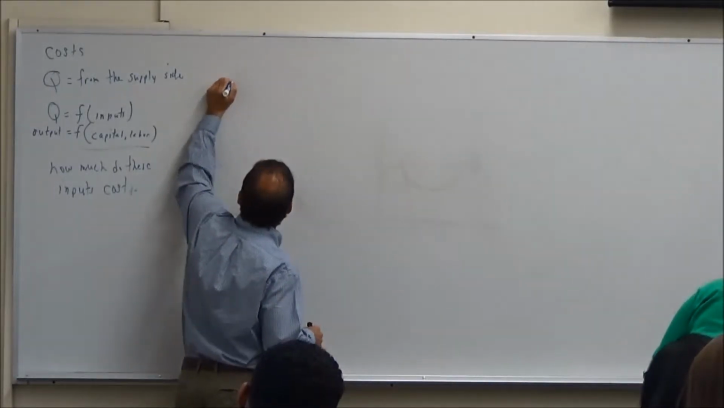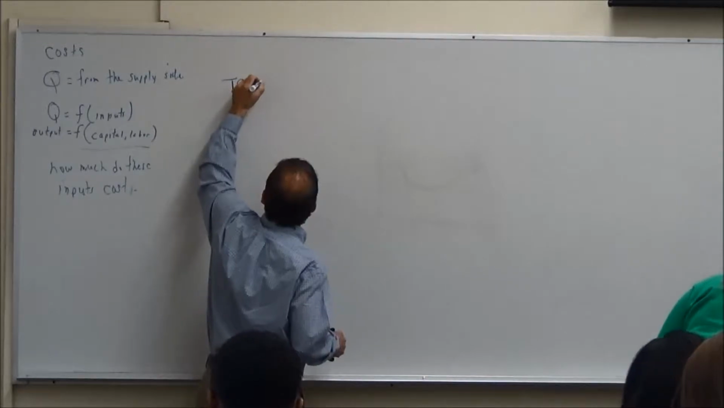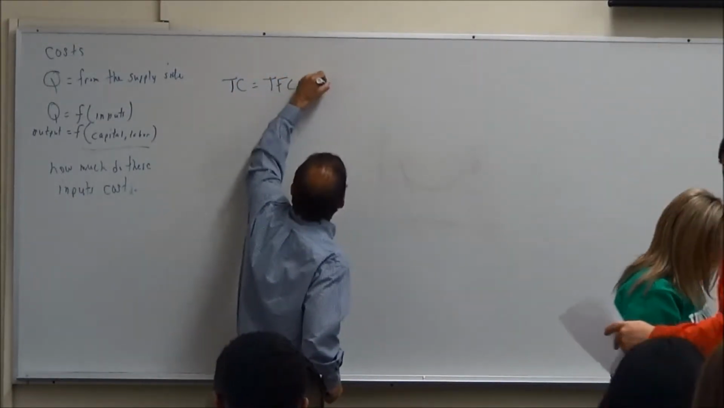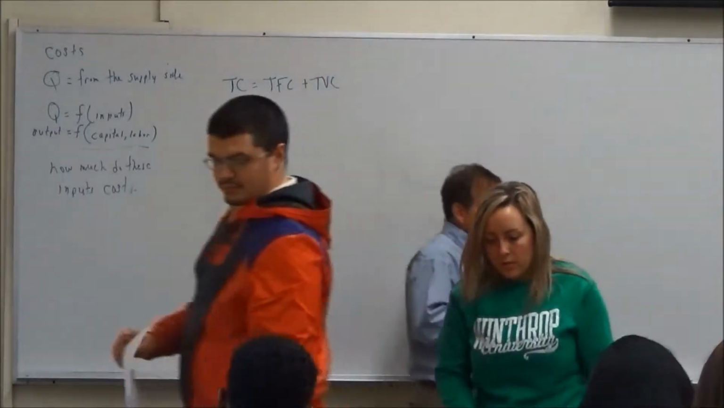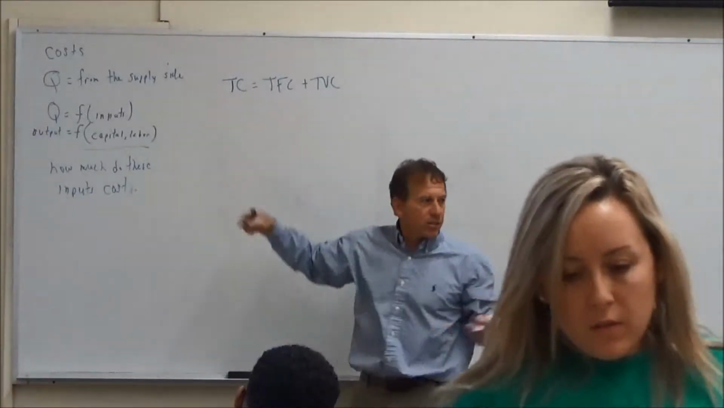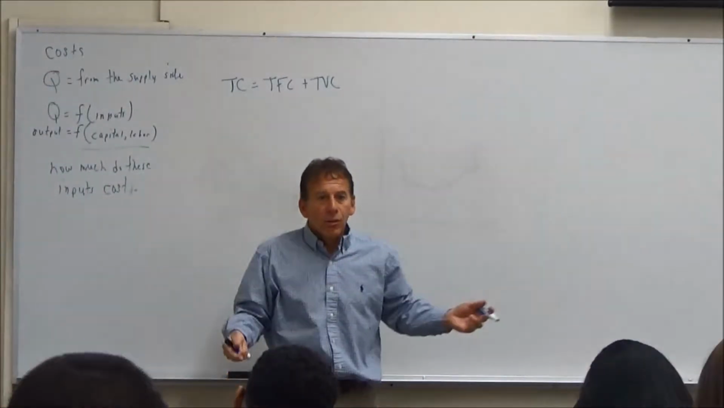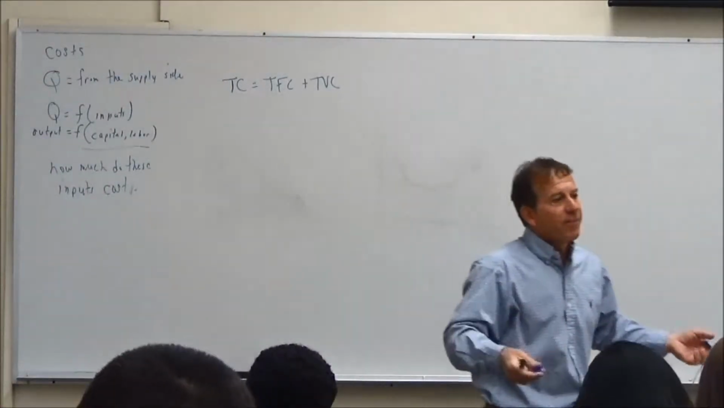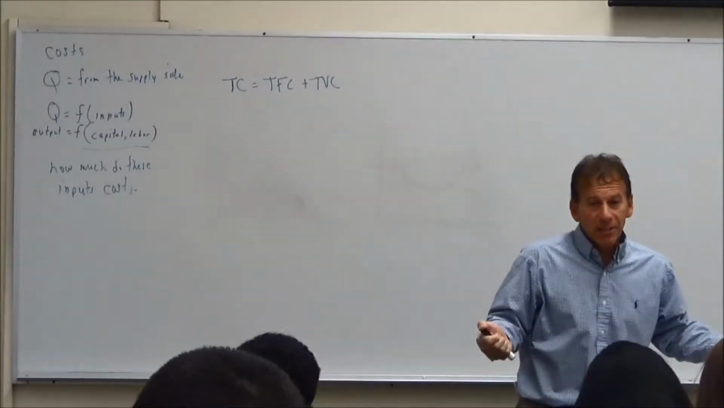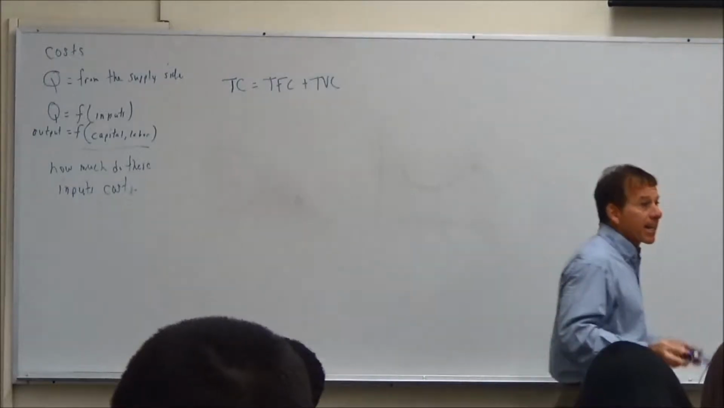Start with this: total cost is equal to total fixed cost plus total variable cost. Fixed costs are just costs that don't go away. No matter what happens, you still have these costs there. Even if your company shuts down, you still have the cost. And that's what's meant by being fixed.